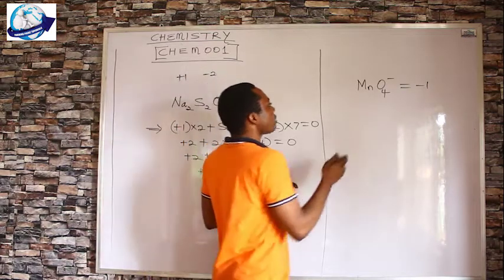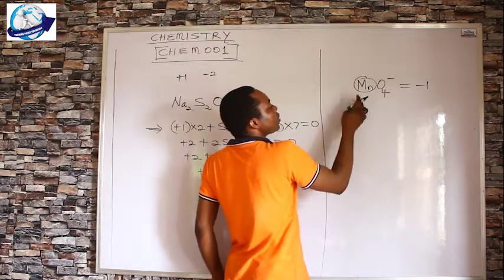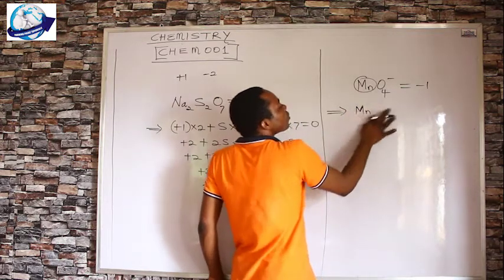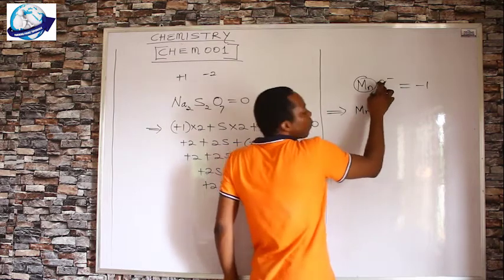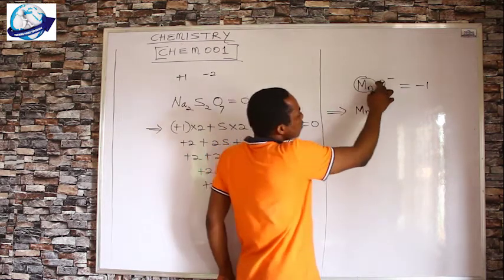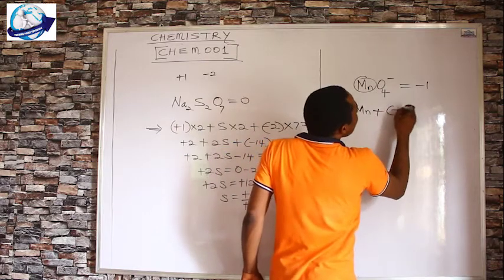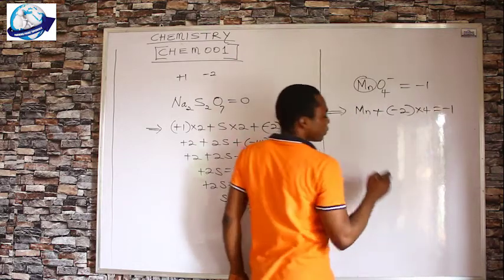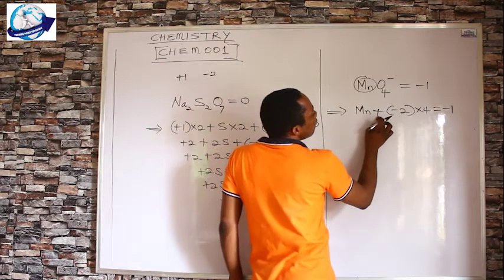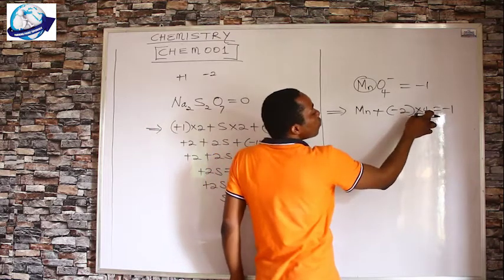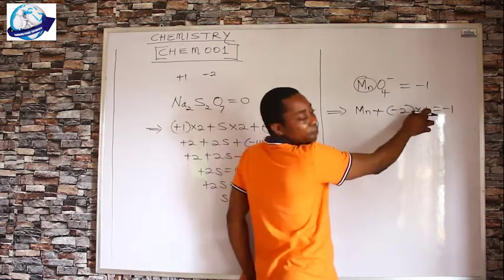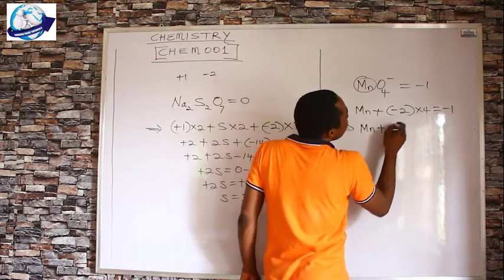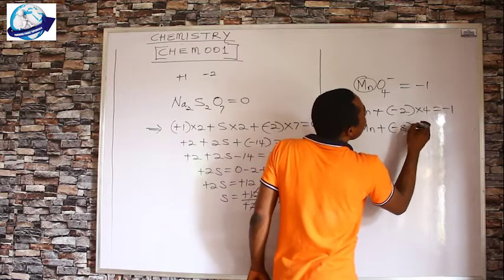Then the next thing to do right now, you're looking at manganese: manganese plus oxygen, which in its combined state has -2 as the oxidation number. You have in bracket -2, then you have 4 times, all equals -1. Then look at this very well. -2 times 4, just open the bracket, gives us -8. And then it implies there that manganese plus the open bracket -8, close the bracket, equals -1.